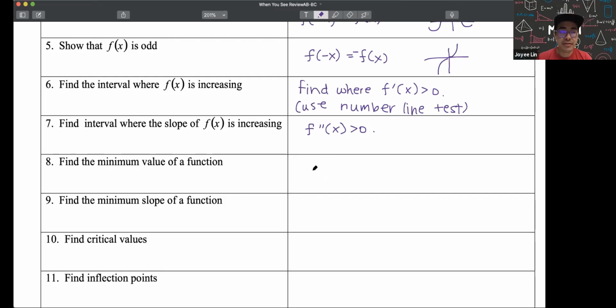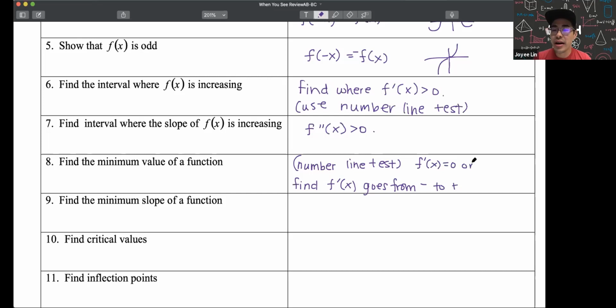Kind of. Number line test is part of it. Pay attention to the wording though. Remember, number line test is not proper justification. Find where f prime of x goes from negative to positive. What else? Yes, we need to find where f prime of x is equal to 0. Not just 0 though. F prime of x is equal to 0 or undefined, good.